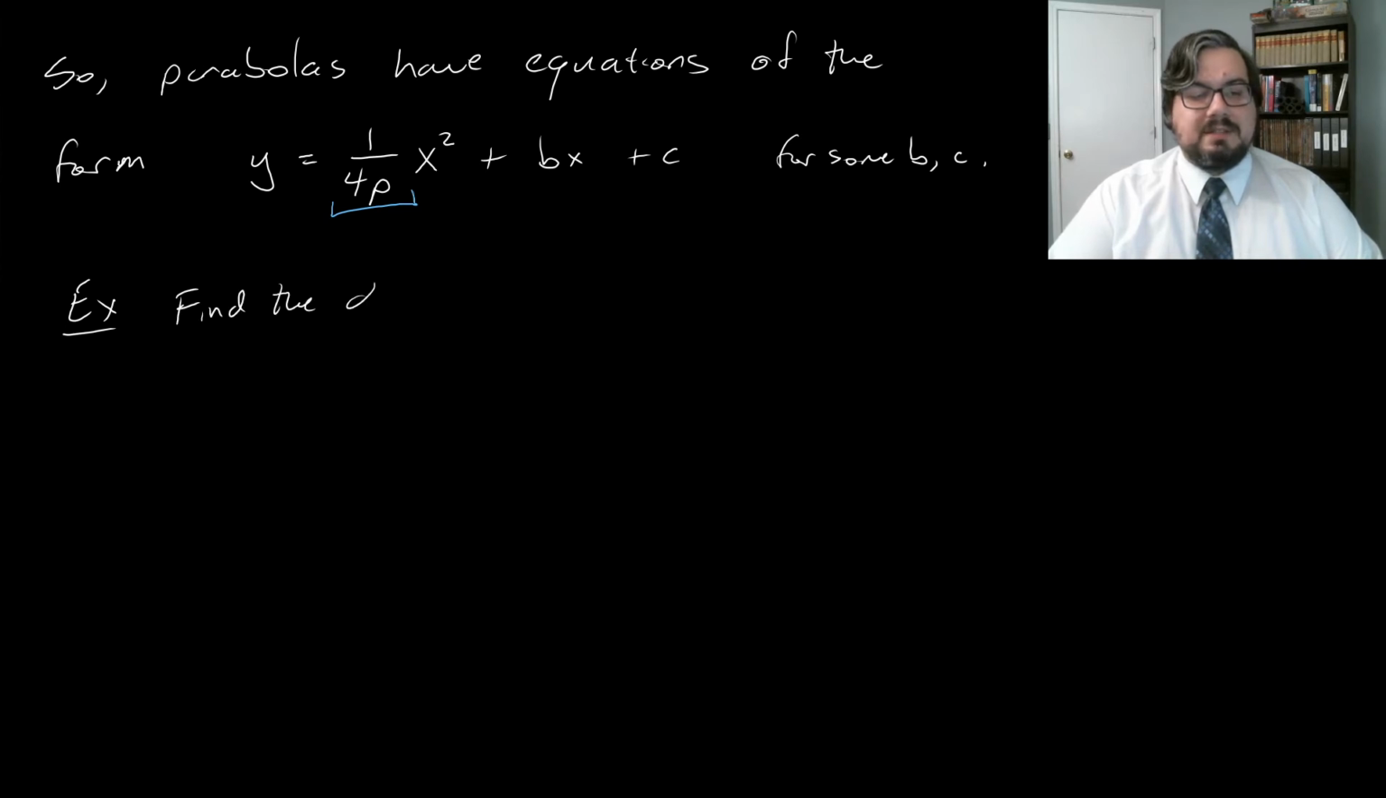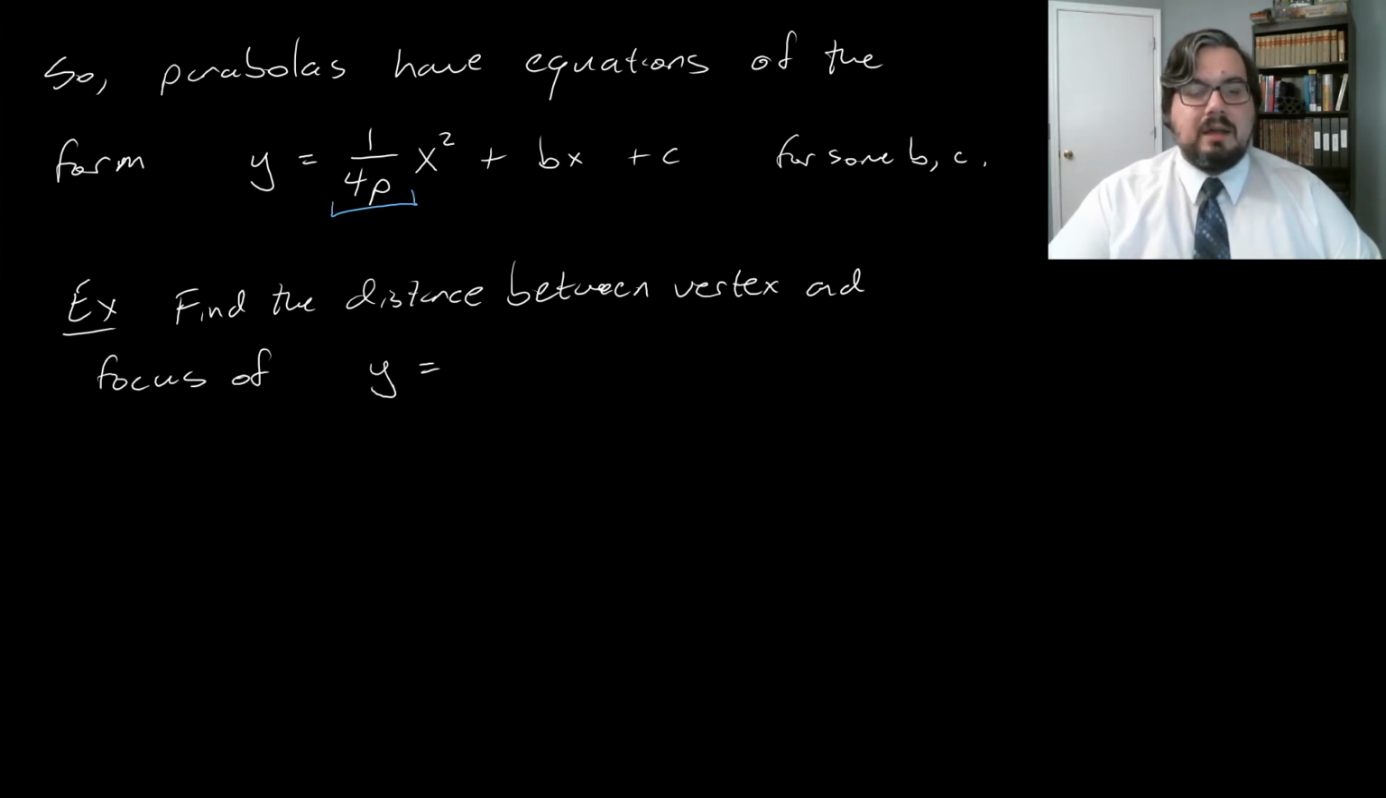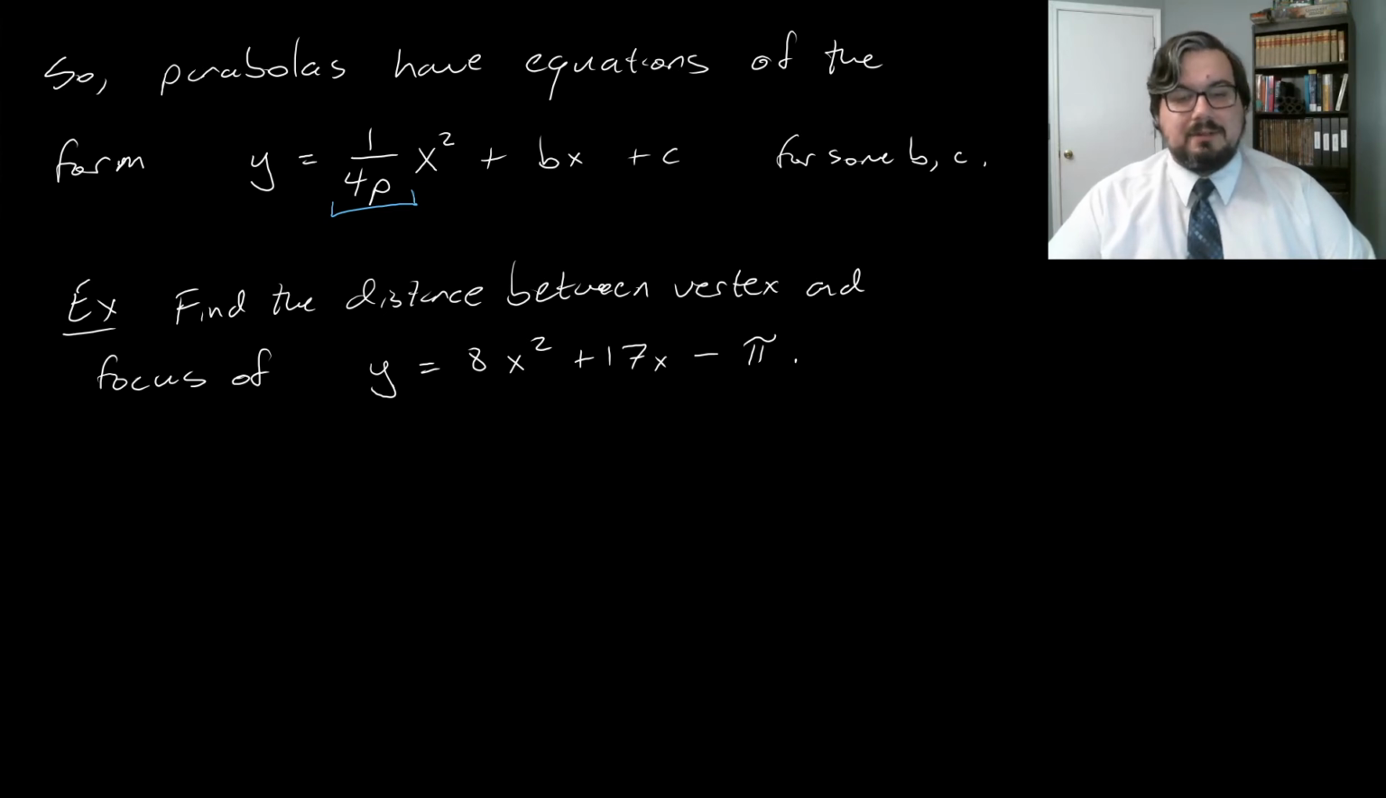Let's find the distance between the vertex and focus of the parabola y equals 8x squared plus 17x minus pi. Some ridiculous parabola like this that doesn't even have nice rational points to work on. So let's figure this out.